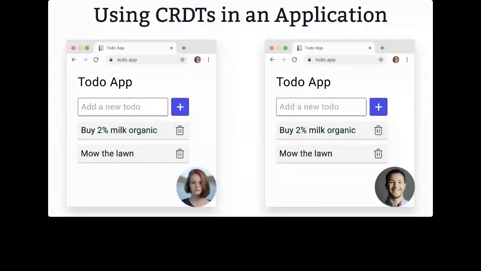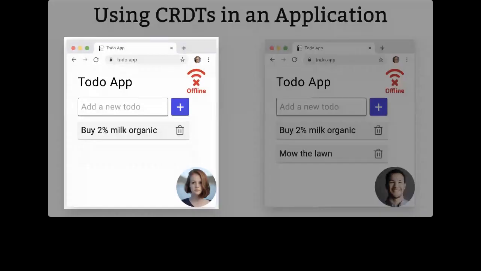Or here's a similar but slightly different scenario. What if both of these people are offline? And the person on the left decides to delete the mow the lawn task, and the person on the right decides to add a new to-do item.